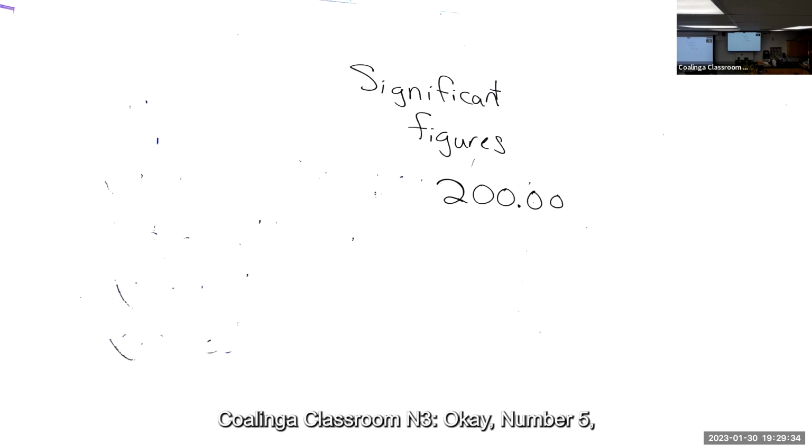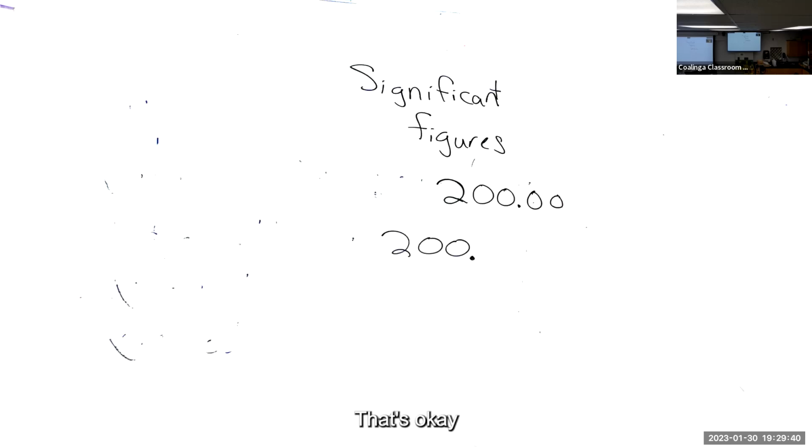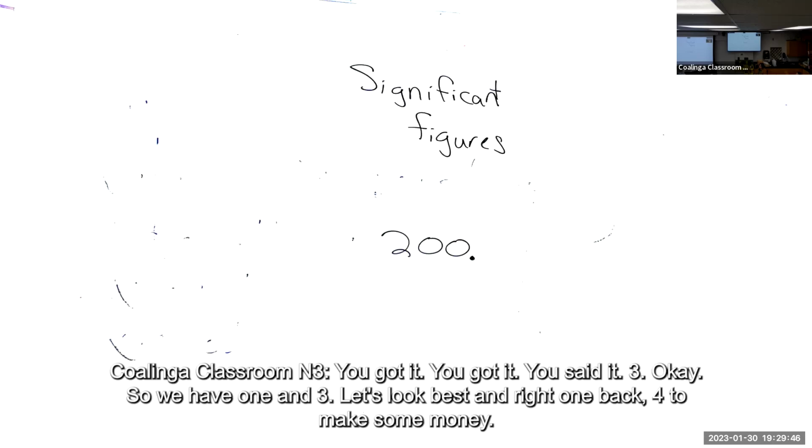Okay, number 5. We have 2, 0, 0 decimal. Neither of you can answer because you guys already answered one. Okay, you said 1? You said 3. Okay, so we have 1 and 3.